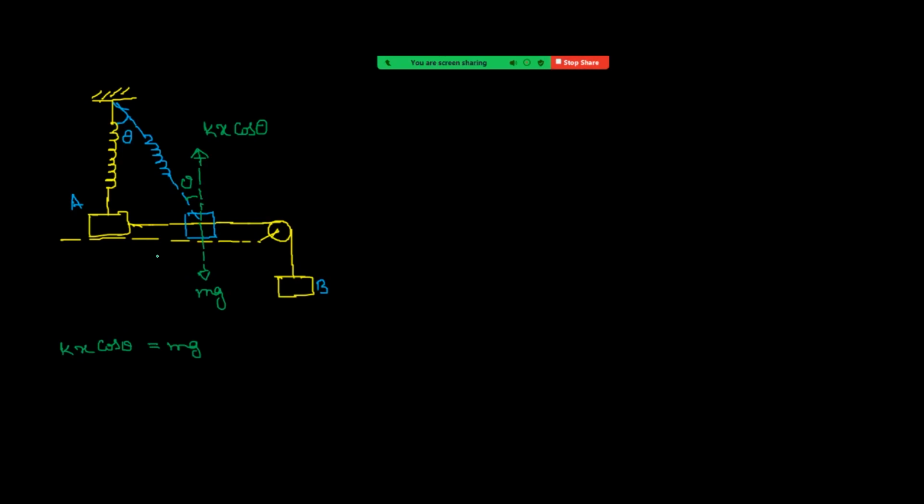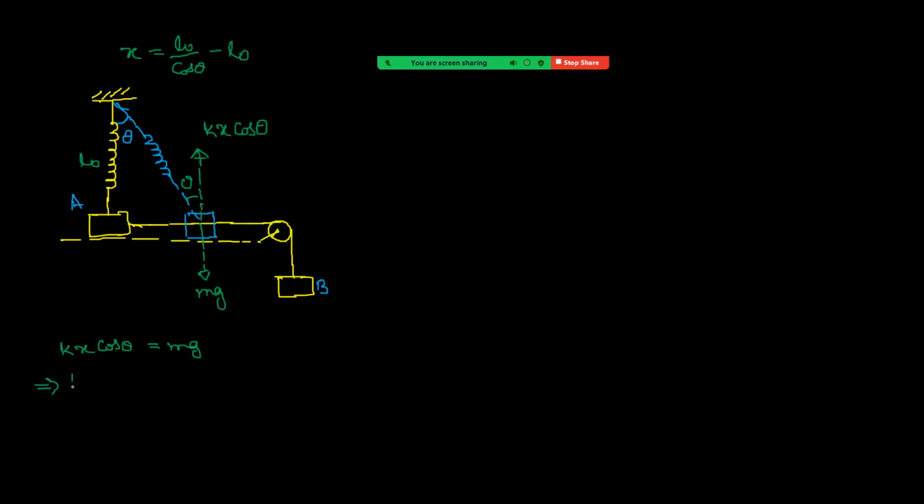Next, see what the elongation is. Natural length is L naught, right? And you can see the present length. In this triangle, this is the hypotenuse and this is the adjacent side, so this length will be L naught by cos theta. That means elongation x equals L naught by cos theta minus L naught, right? Substitute that in this one.